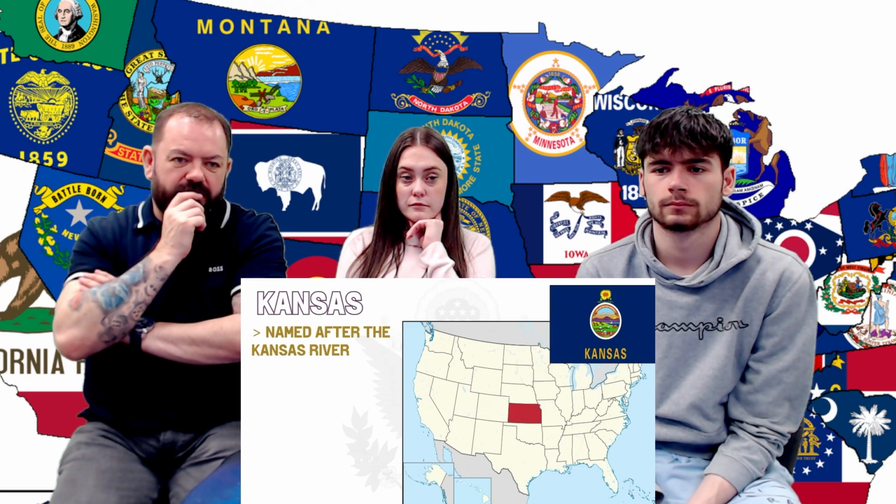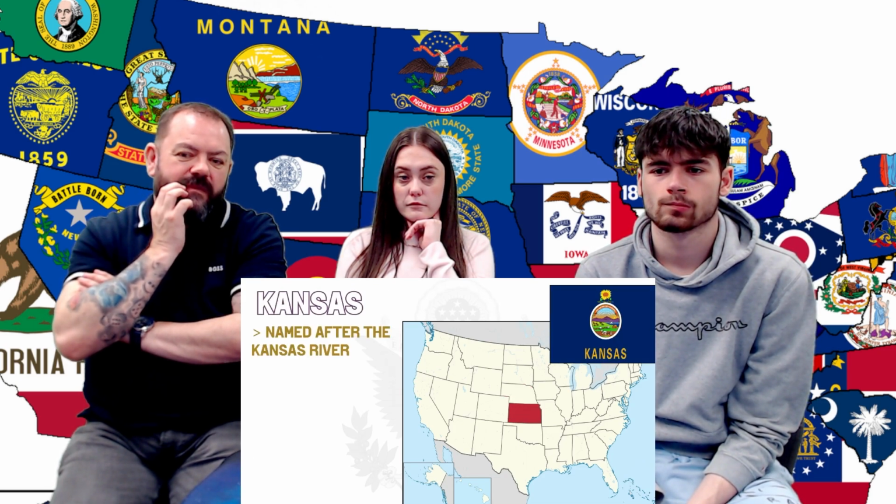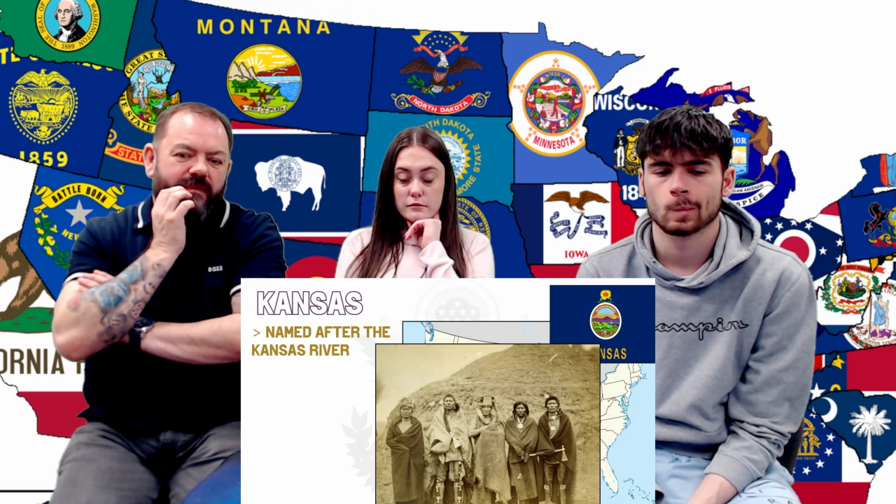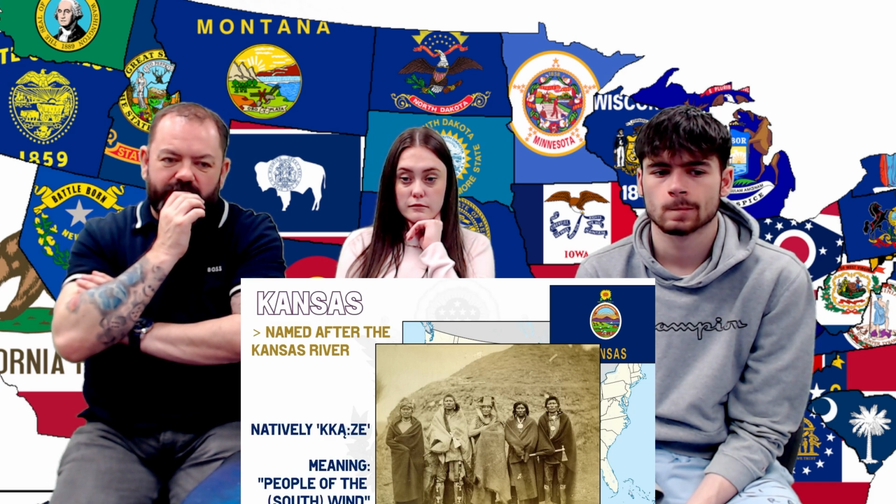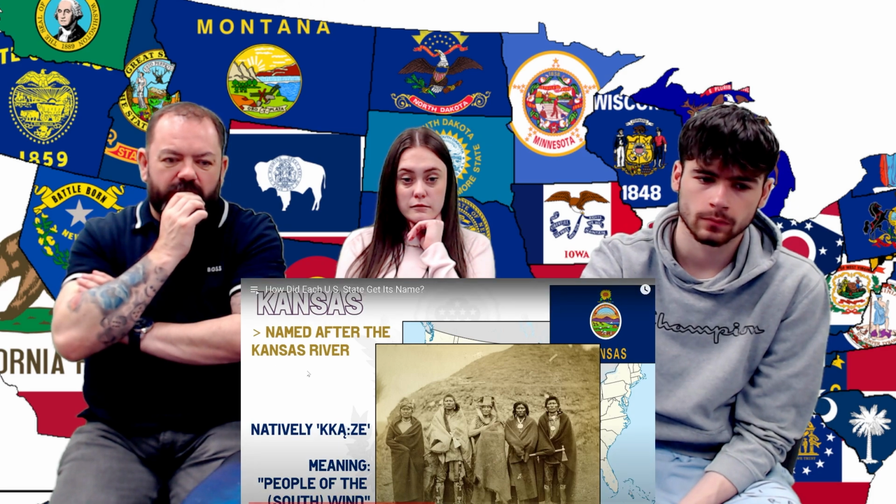Kansas is named after the Kansas River, which in turn was named after the Kansas Native Americans who lived along its banks. The tribe's name is often said to mean people of the south wind.